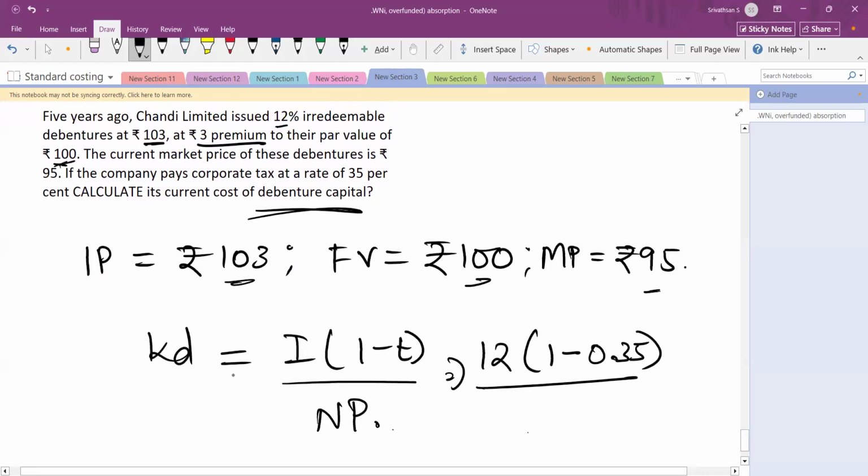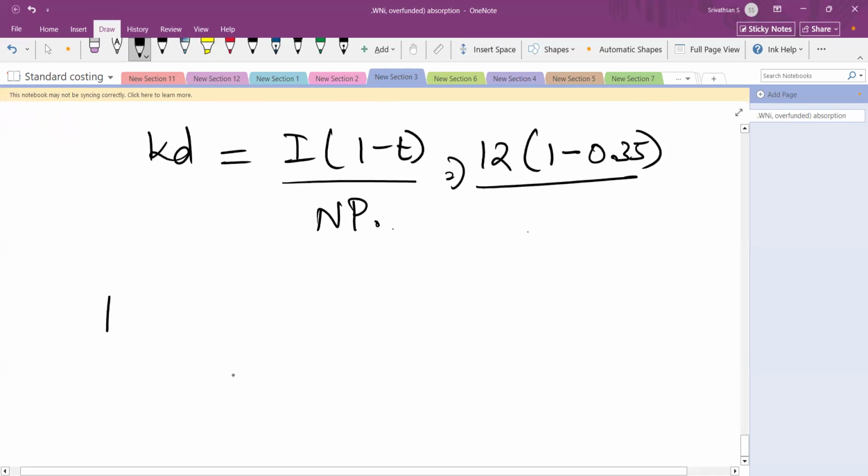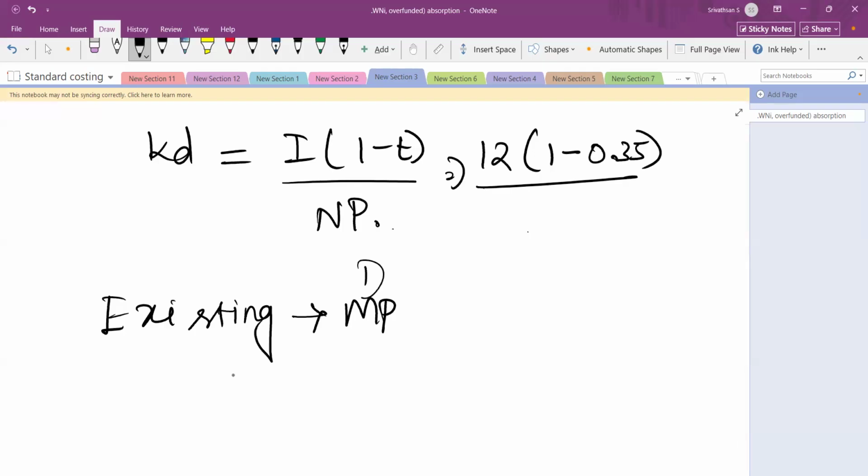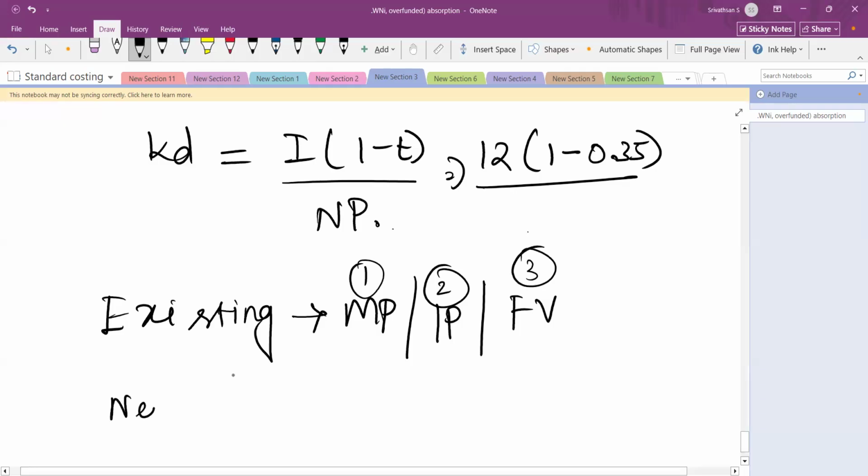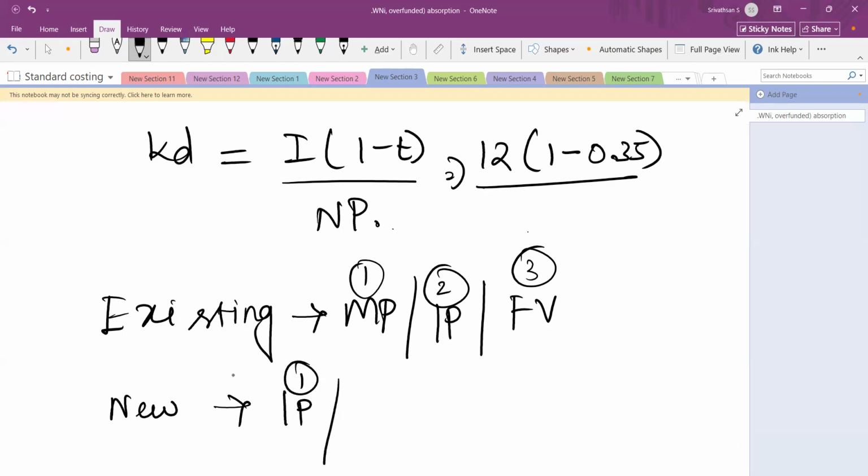So here first there is a thumb rule. Let's follow the thumb rule. If it is an existing issue, first preference should be given to the market price. Suppose market price is not available, in that case, we have to take the issue price. Suppose issue price is also not available, in that case, we have to take the face value of the debenture. Suppose it is a new issue of debenture, they don't have a ready market price, right? The first preference should be given to the issue price. Suppose the issue price is not given in the question, then we have to take the face value.